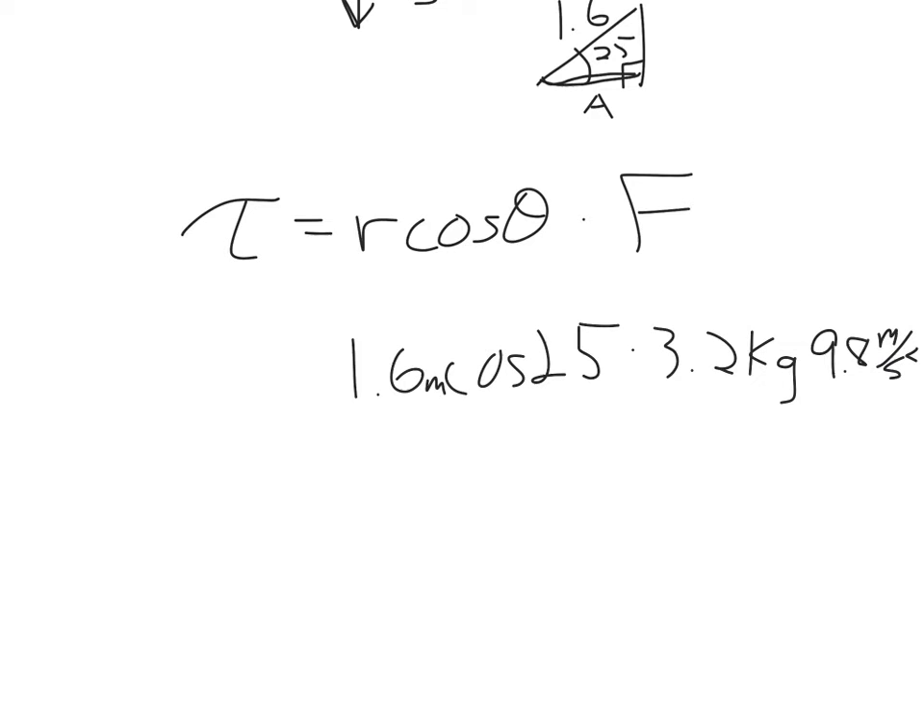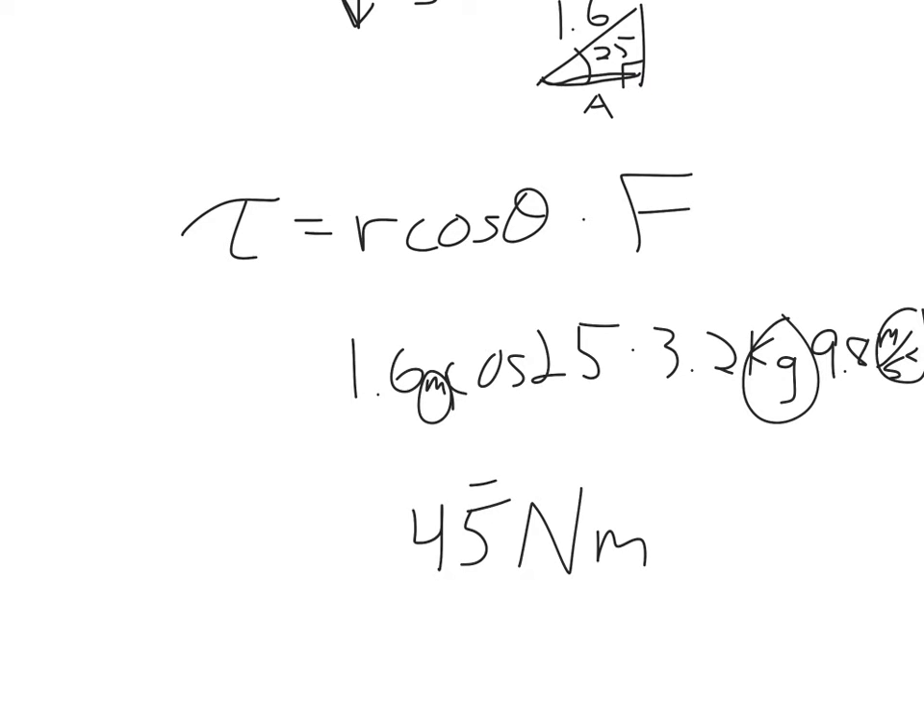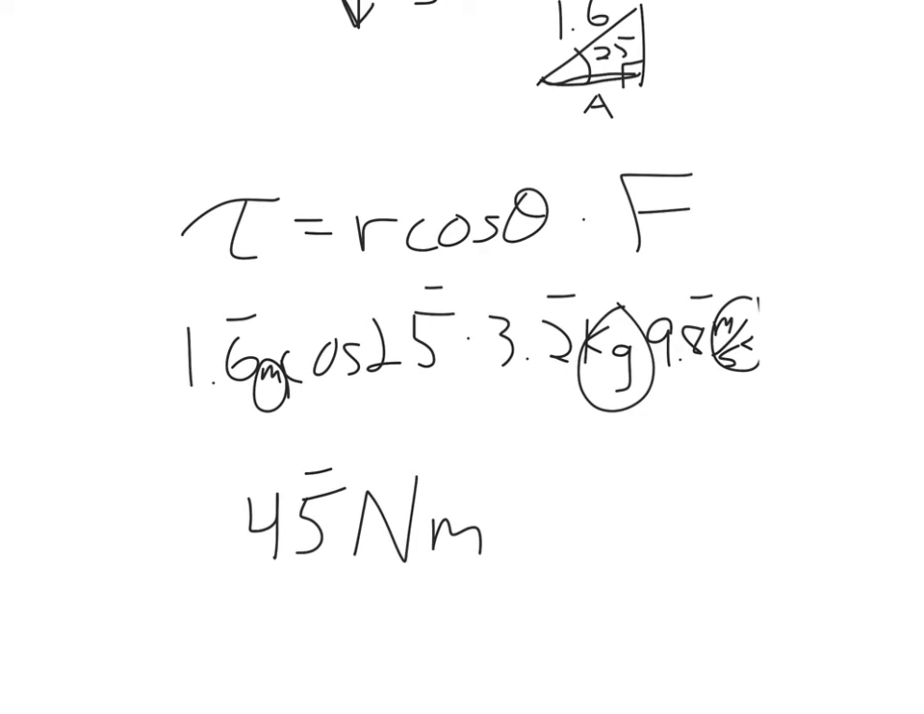And we have a kilogram meter per second squared, which is a Newton, times a meter. So that is 45 Newton meters. And I'm keeping 2 sig figs because that's pretty consistent with what I've got here. All right, 45 Newton meters of torque. Not too bad. All right, let's keep going.